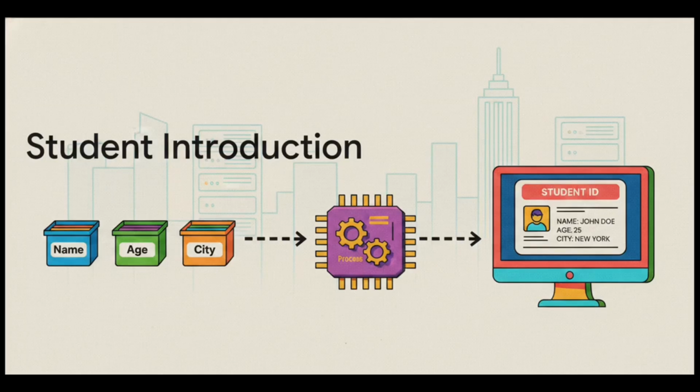Now, let's mix all our newly learned ingredients into a real, functional mini-project. Imagine a student introduction program. First, it stores data. So you're creating variables for name, age, and city. Then, it processes that information. Finally, it uses print statements to display a visible, customized output. Now, I know it might seem a bit simple right now, but trust me, this is a real program using the exact same architecture that massive, complex applications use every single day.